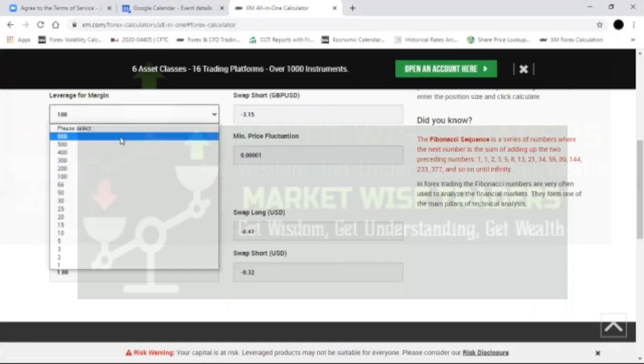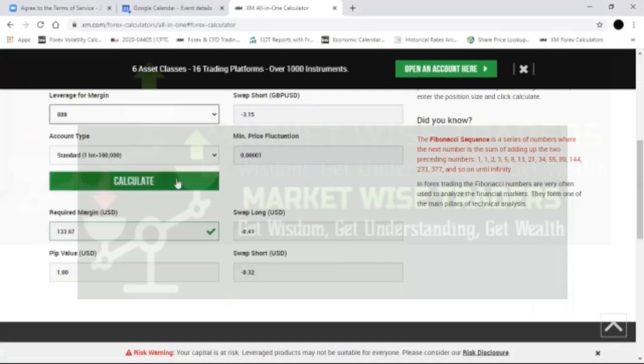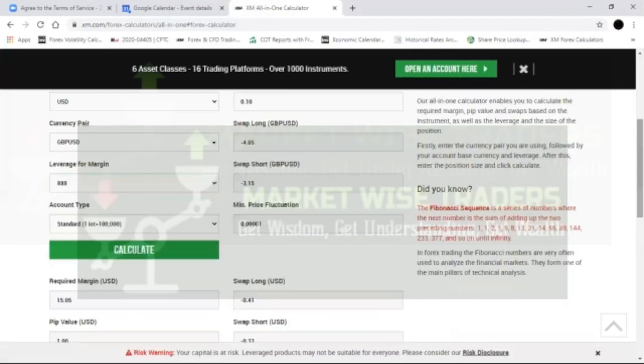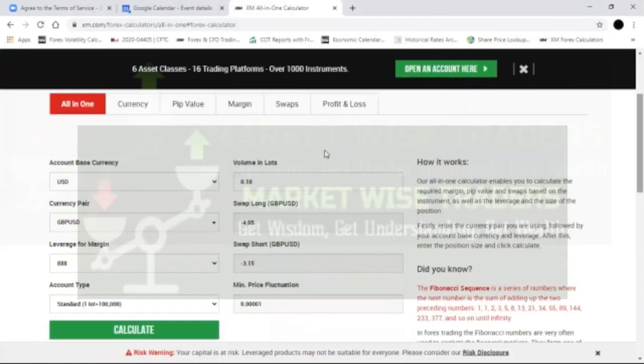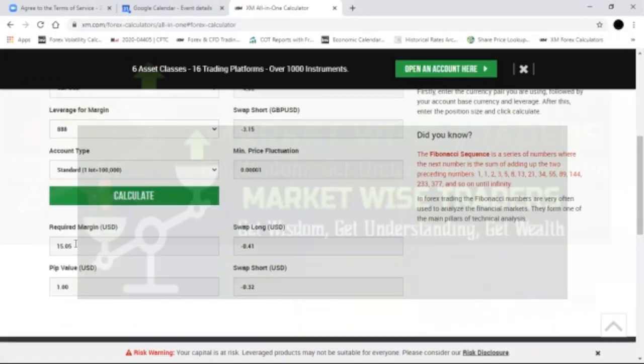But what do guys do? They love to use the highest leverage. Let's put in 888. You see how it will change. So that's again using this micro lot 0.10. Now notice, you see how much he wants. How much is that? 15 bucks. But how much is the pip value? $1. You see that? The pip value is $1, meaning that what is 40% of $15?